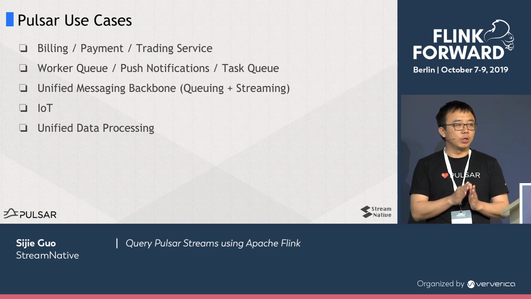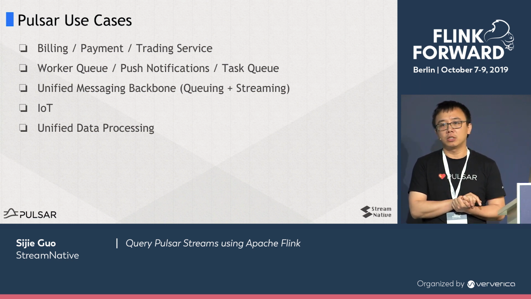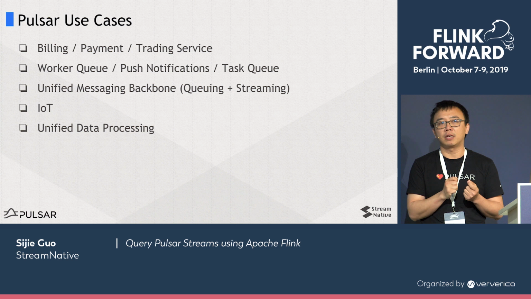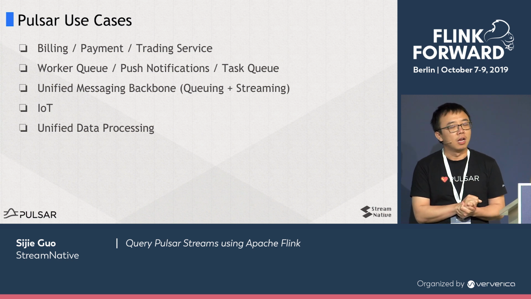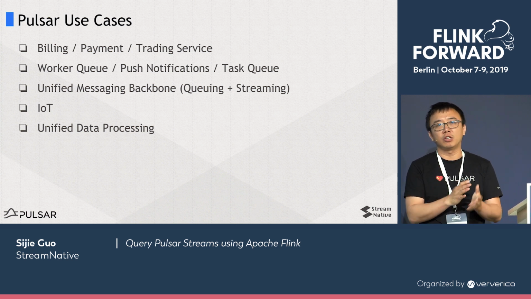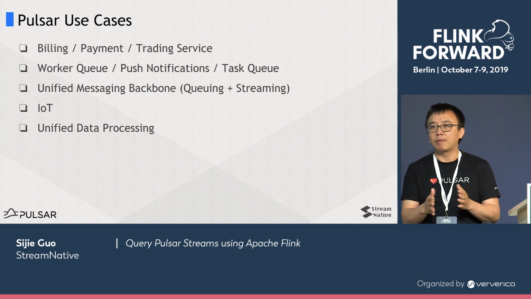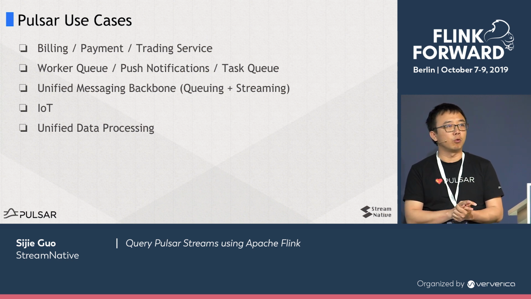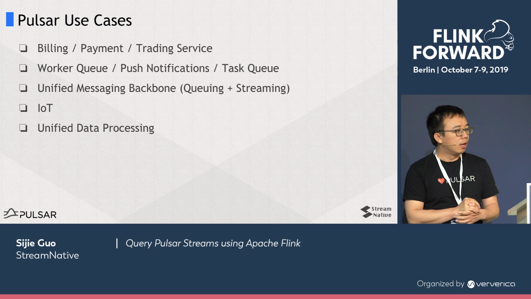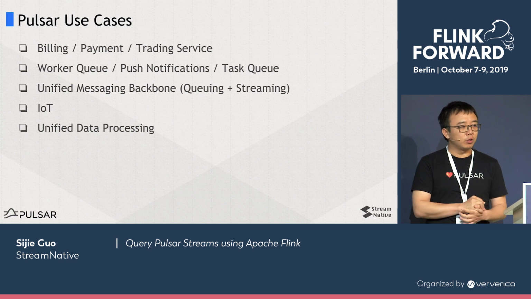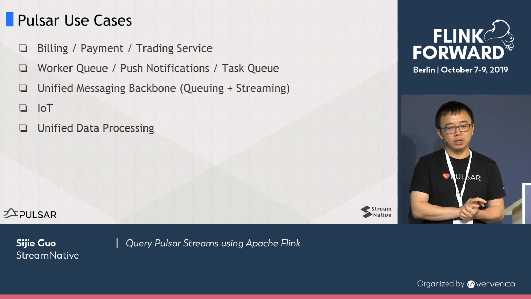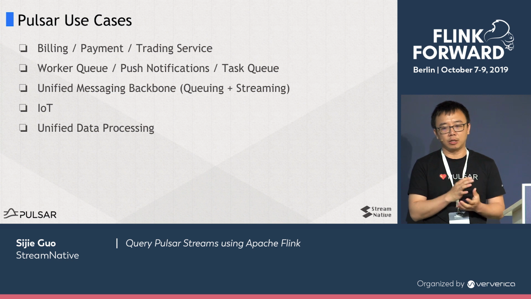And we see a bunch of adopters use Pulsar to unify their different messaging architectures, like the combination of RabbitMQ and Kafka, into one unified messaging backbone. And also some IoT use cases. And the last one is we see that people starting to explore using Pulsar with Flink to build a unified data processing stack.